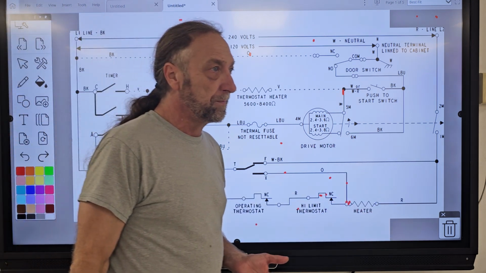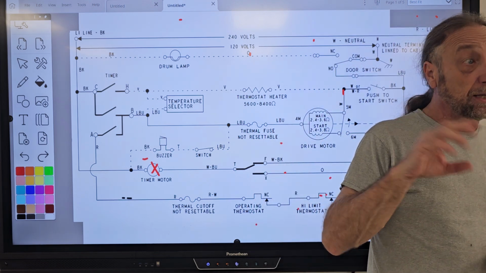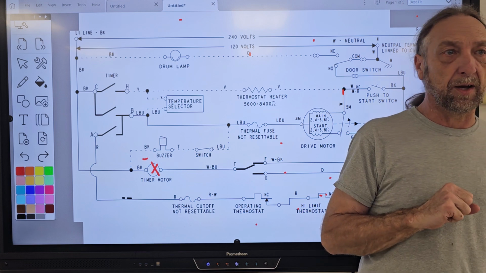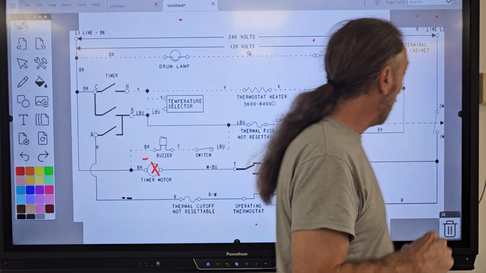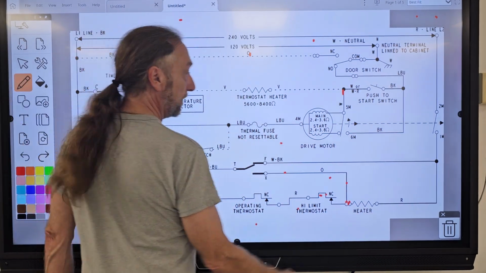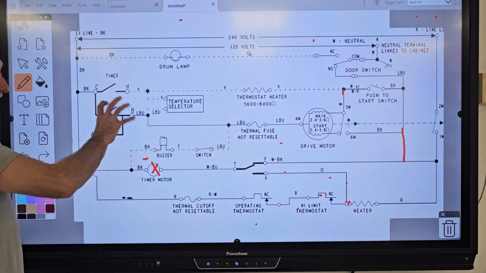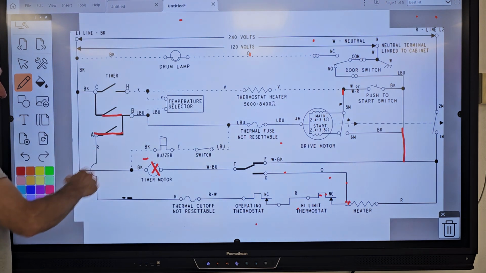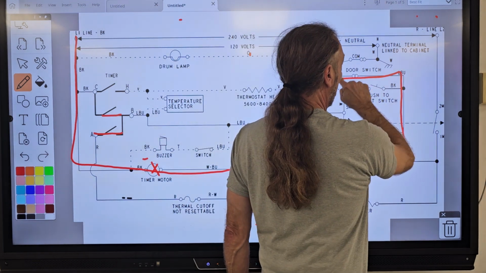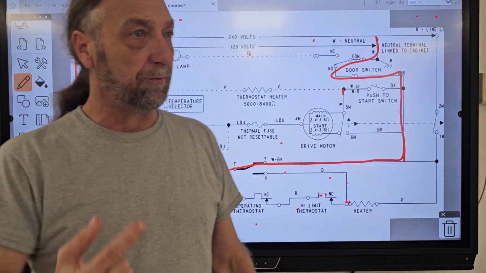Timer motors. You can hear a timer motor going even though you don't see it moving, or you can even feel a vibration sometimes if a timer motor is running. Let's just say that timer motor again went to neutral. Well, as soon as I turn the dial of the timer, this switch closes, power is going to go to my timer motor, even though the motor itself is not running.